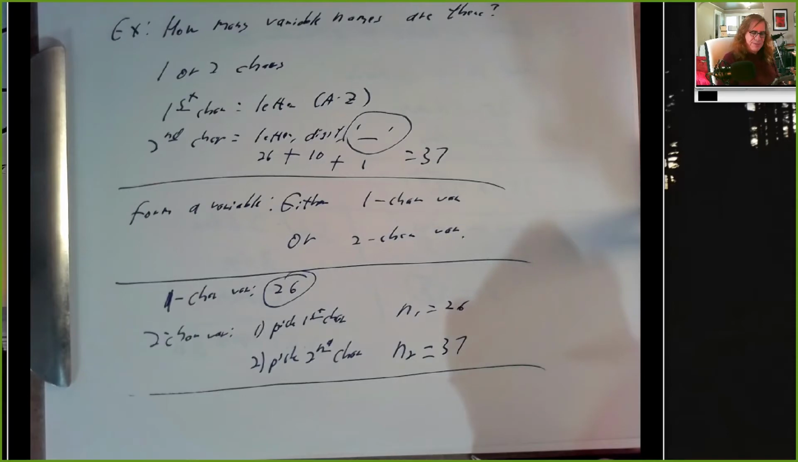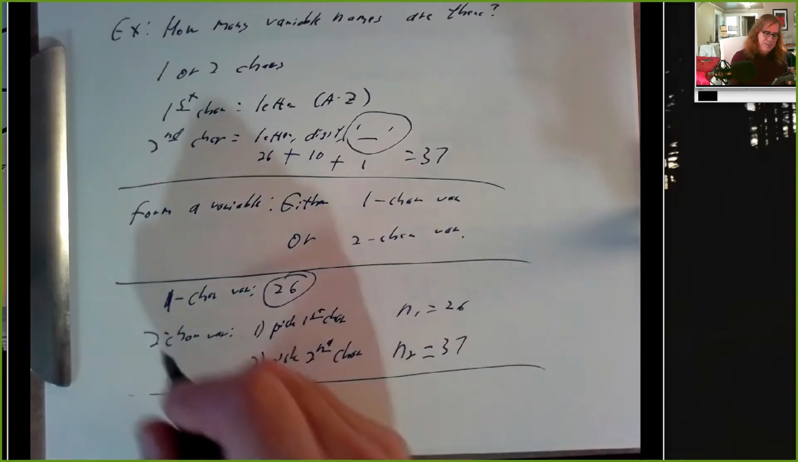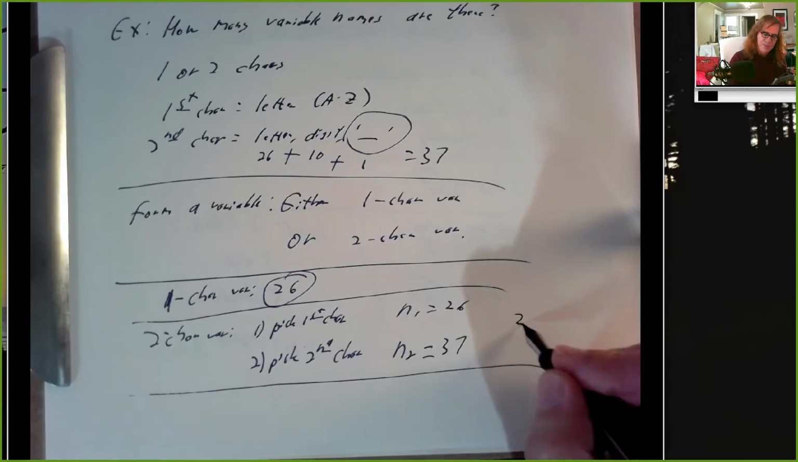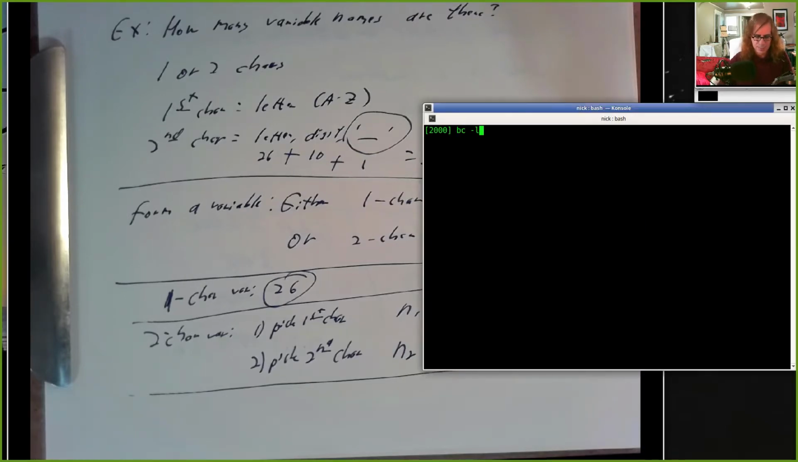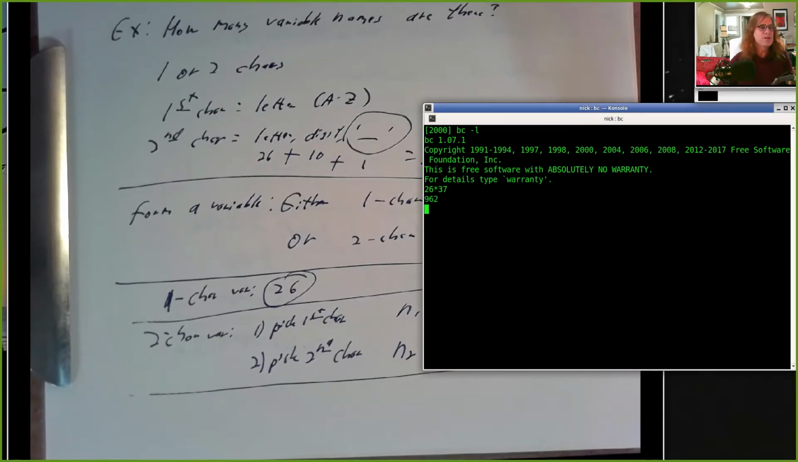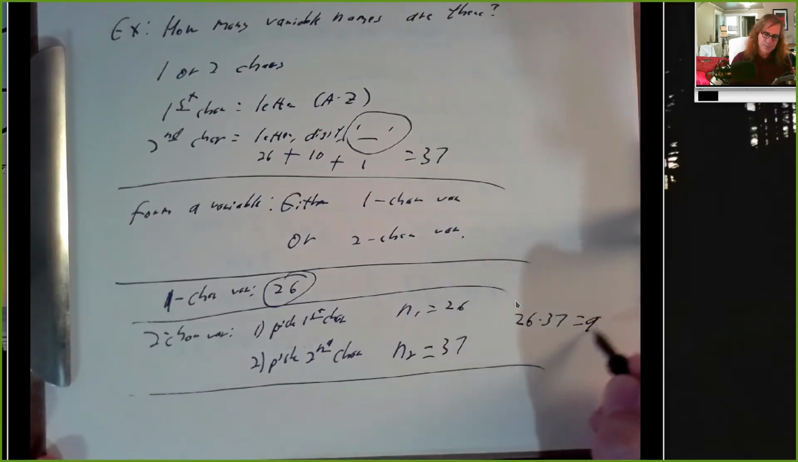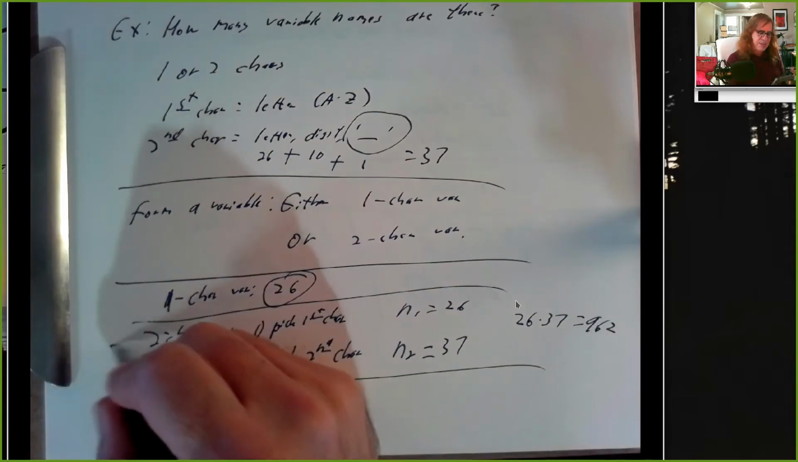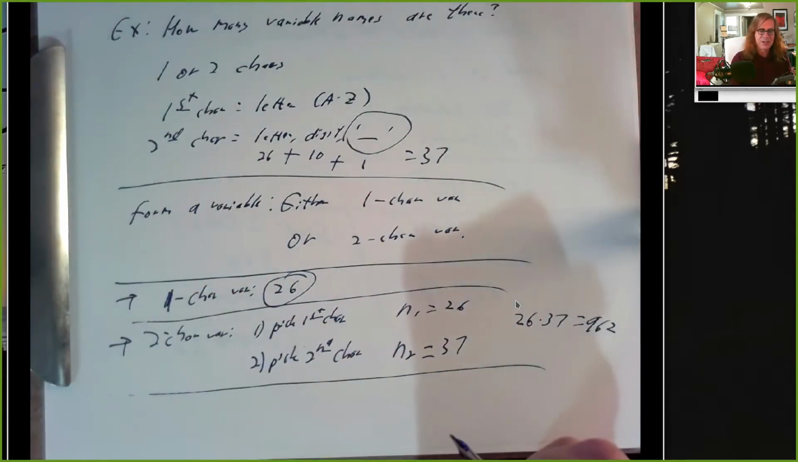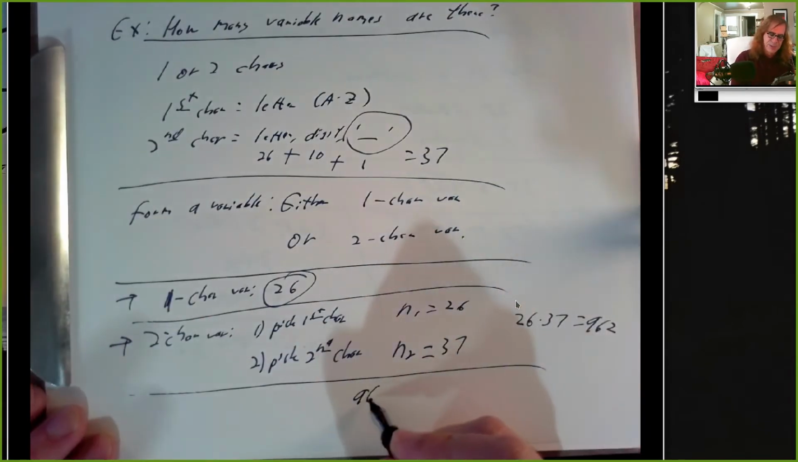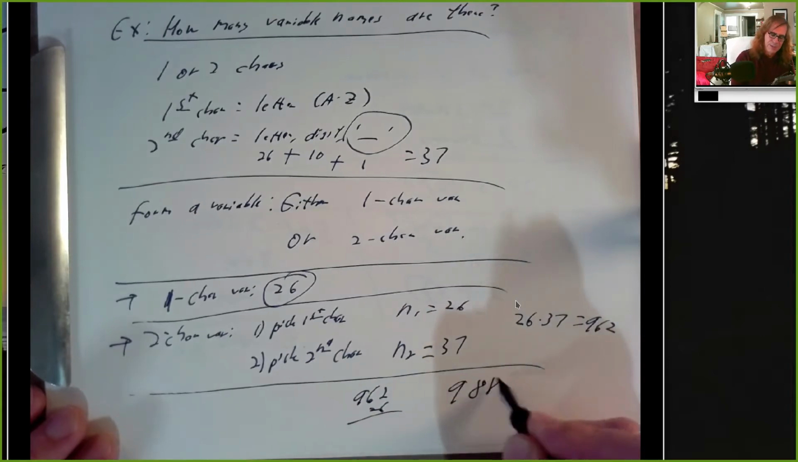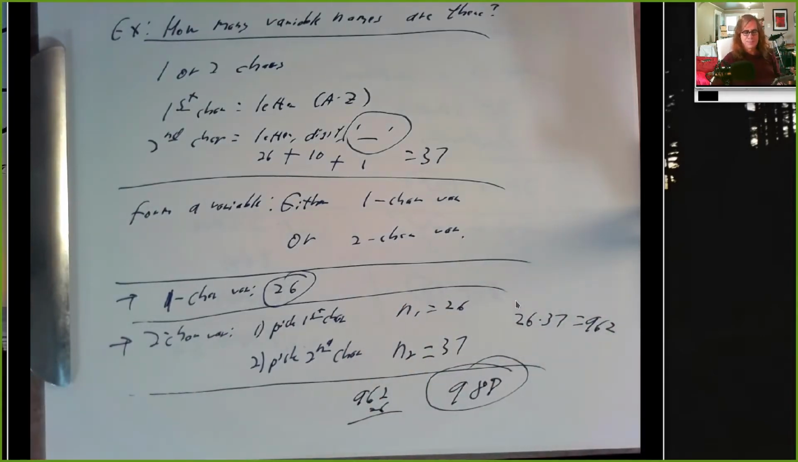And so the number of ways that you can pick a 2-character variable is 26 times 37. So whatever that turns out to be, 962 ways to complete this option. 26 ways to complete that option. The sum rule says the total number of ways to do our original task is the sum of those. So 962 plus 26, that's 988 possible variable names.